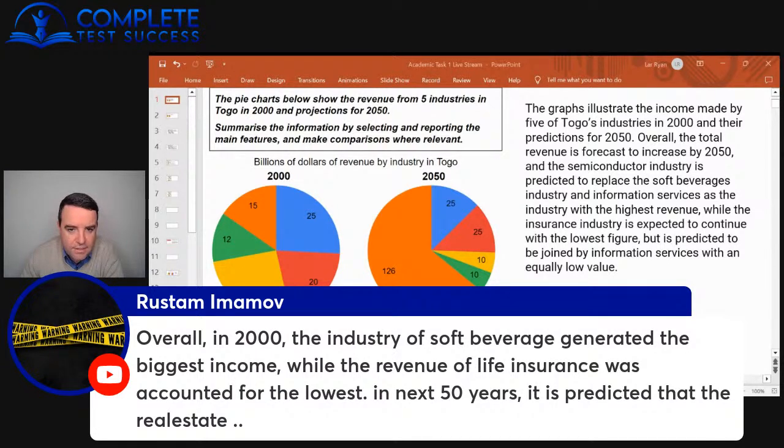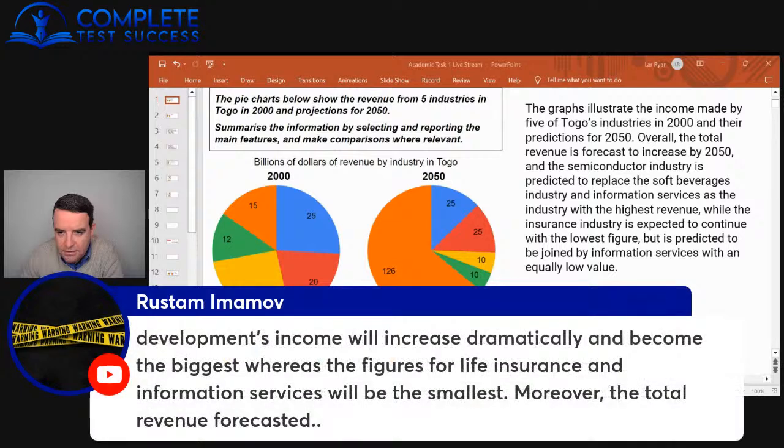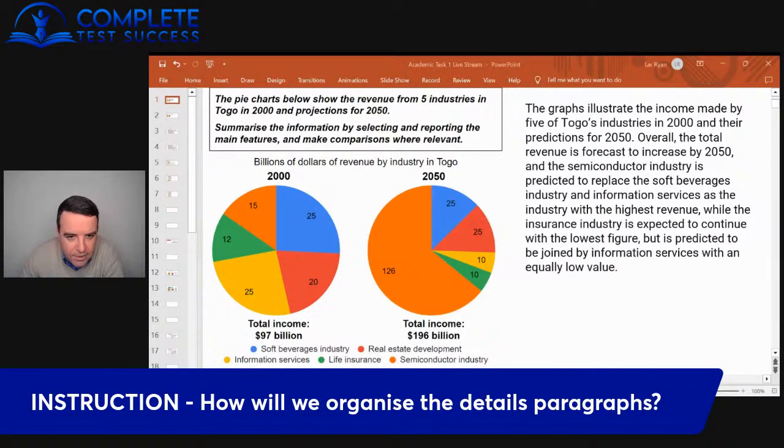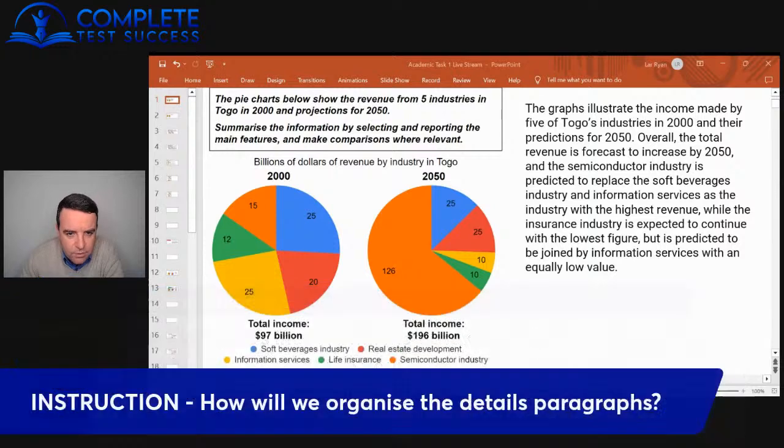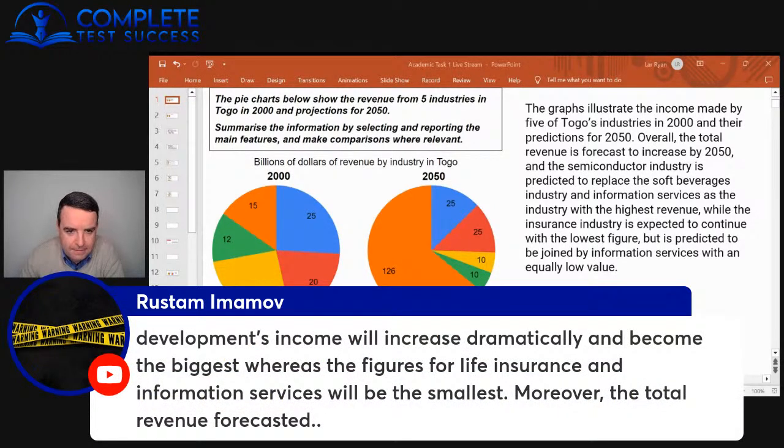"In the next 50 years, it's predicted that the real estate development income will increase dramatically and become the biggest." Well, no, that's wrong. It wasn't real estate. It was the semiconductor industry that became the biggest. So that information is inaccurate as well. "Whereas the figure for life insurance and information services will be smallest." Life insurance, information services will be smallest, correct.